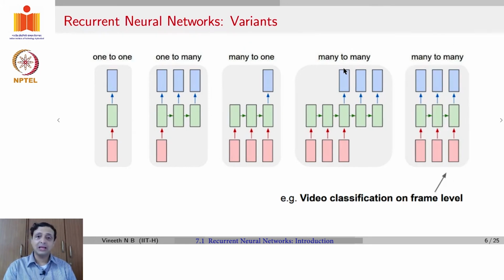You could also have a slightly varied many-to-many setting where you have a set of inputs over time, a set of outputs over time again, but the outputs and the inputs are synchronized at each input. An example here could be video classification at frame level. You have a video coming in as input to your model, which, remember, has a temporal component to it, but at the same time you want to make predictions at the level of every frame. That would be a many-to-many setting in this context.